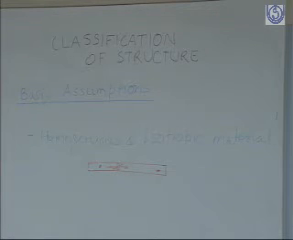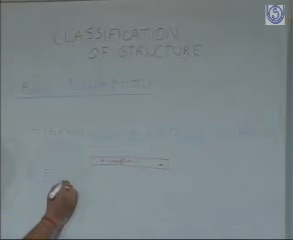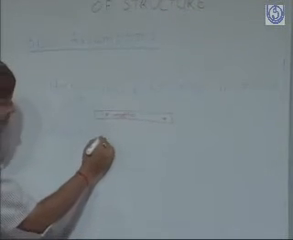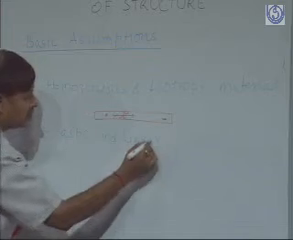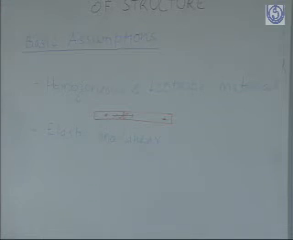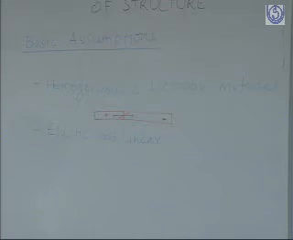Then it should be elastic and linear. Again, this is a very important assumption in which we assume that the material is elastic and its behavior is linear.